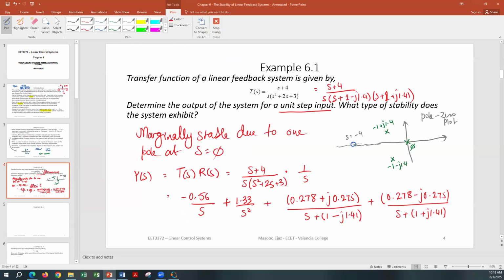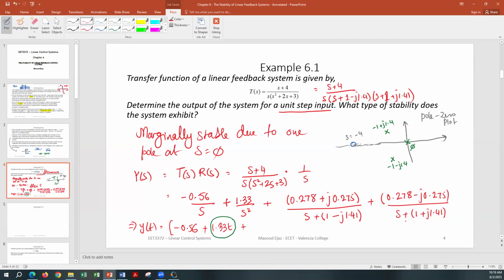Okay, guys. So once we have this, let's go ahead and finish this and then take a break. Then y(t) is going to be negative 0.56 u(t). I'm going to keep this. All right, 1.33 over s square will simply be 1.33 t. And that's why the system is going to become unstable from this factor. This factor is going to make the system unstable because t is going to keep on increasing.